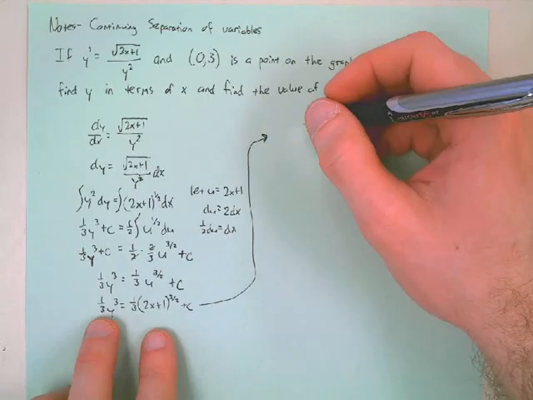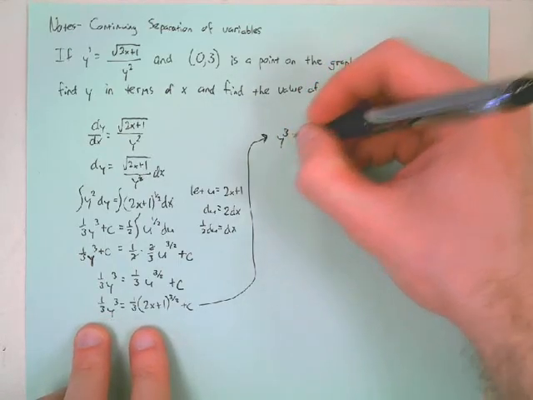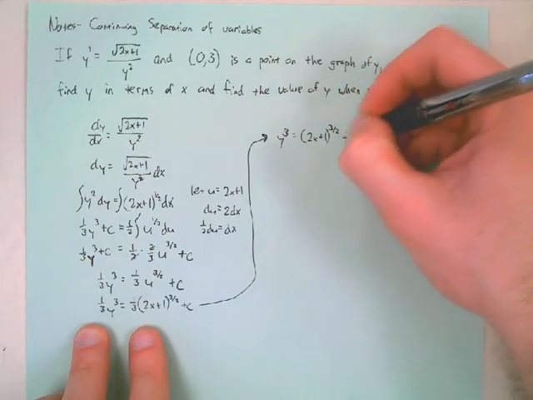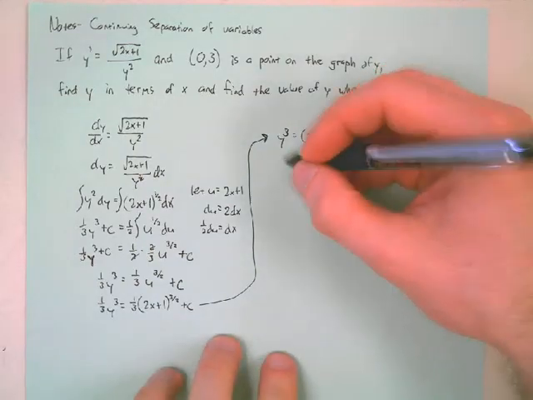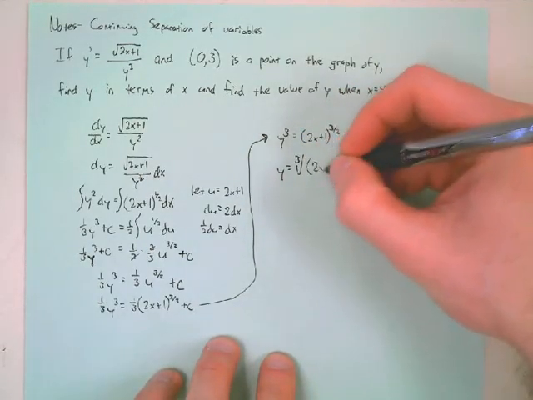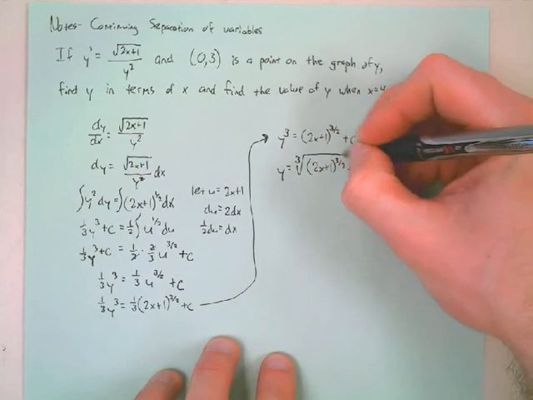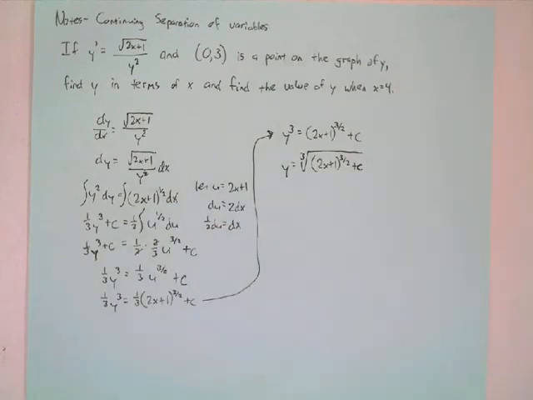Let's multiply both sides by 3. I like that idea better. So we get y cubed equals 2x plus 1 to the 3/2, and again, plus c. The c absorbs that times 3. And we can cube root both sides, right? So y equals the cube root of 2x plus 1 to the 3/2 plus c. So yeah, we have roots inside of roots, but that's okay. Okay, great. Now what?